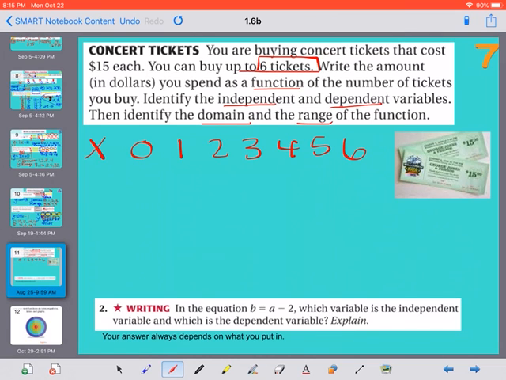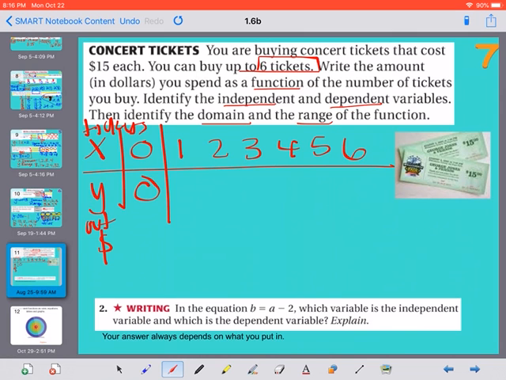This is really our x value, what we're putting in, because we don't know how much it's going to cost unless we know how many tickets we want to buy. So what we're really getting out, or our output, is the cost, the money. Our input is our tickets. So if we buy 0 tickets, it's going to be $0, right? If we buy one ticket, it's going to cost us $15 because each ticket is $15. If I buy 2 tickets, 2 times 15 would give us 30. If I buy 3 tickets, 3 times 15, you can use your calculator, 45.